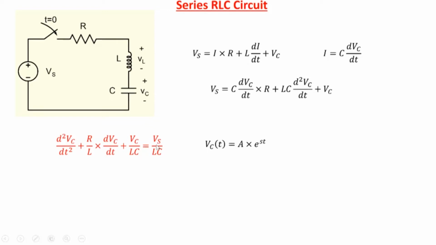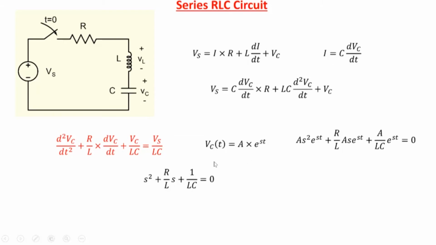We can easily show, without going into the mathematics of it, that the solution to this particular equation is of the form, in general, A e to the power st. So if we take A e to the power st and substitute it here, do a second derivative and a first derivative, you'll get this equation: A s square e to the power st, R by L, and so on. E to the power st we can take out, and so we get this equation: s square plus R by L s plus 1 over LC.